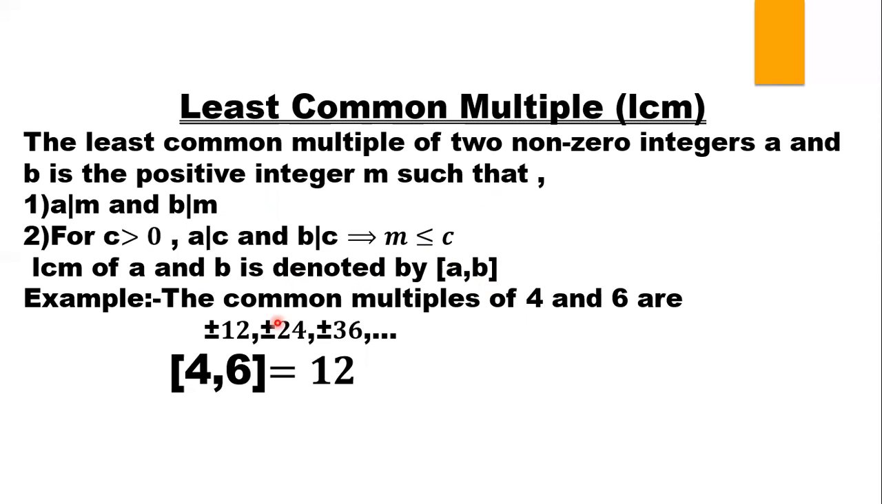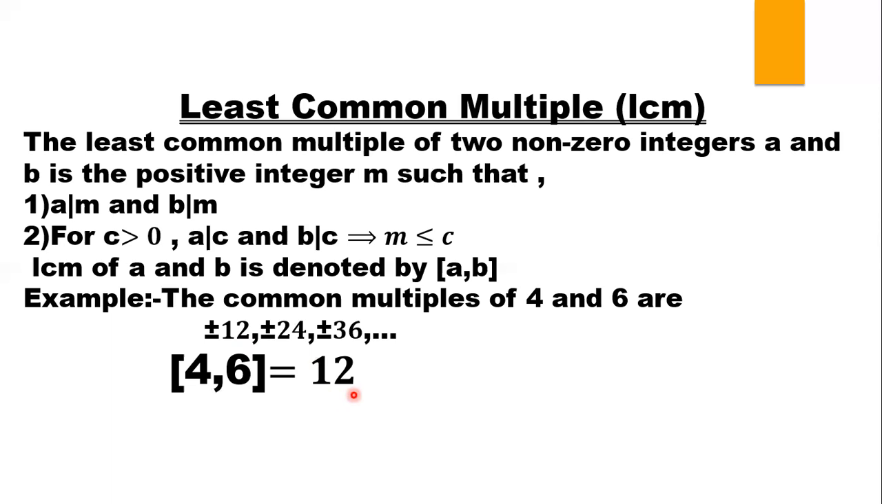Example: the common multiples of 4 and 6 are plus or minus 12, plus or minus 24, plus or minus 36, and so on. Here, the least common multiple of 4 and 6 is plus 12, which is the positive integer. So, the LCM of 4 and 6 is equal to 12.